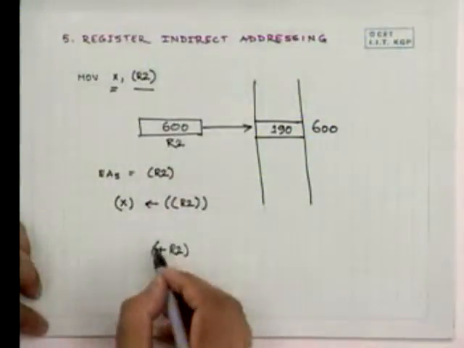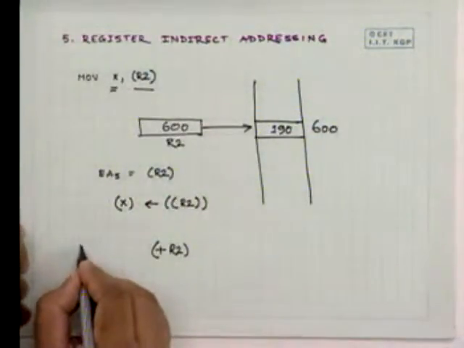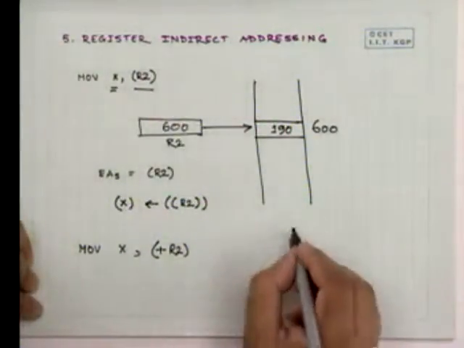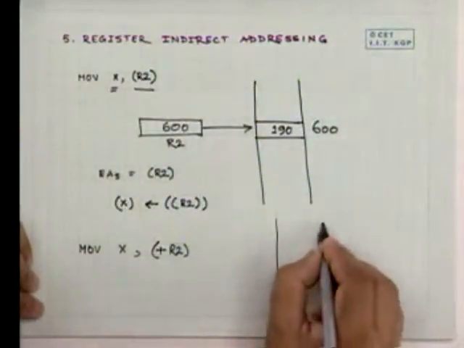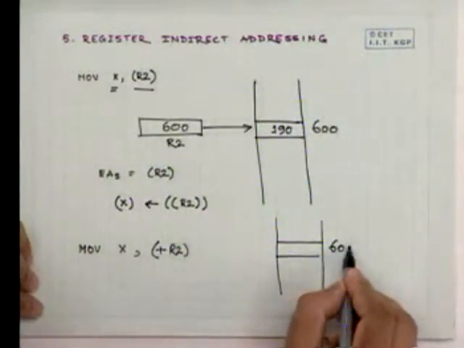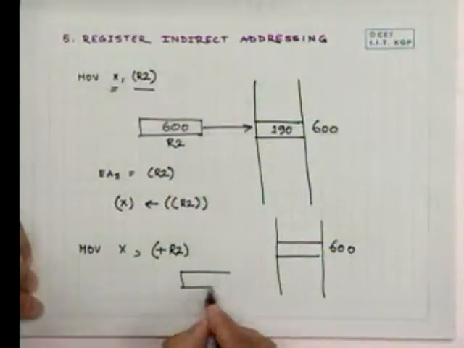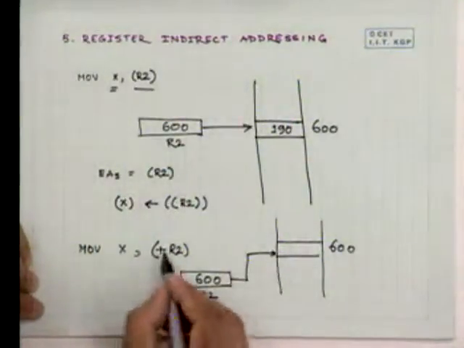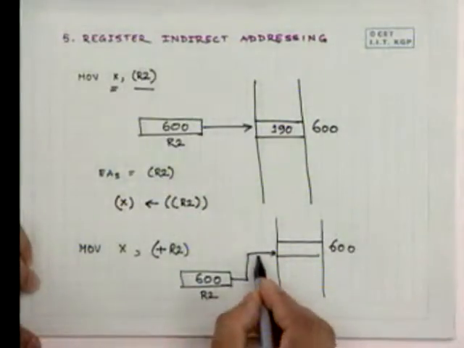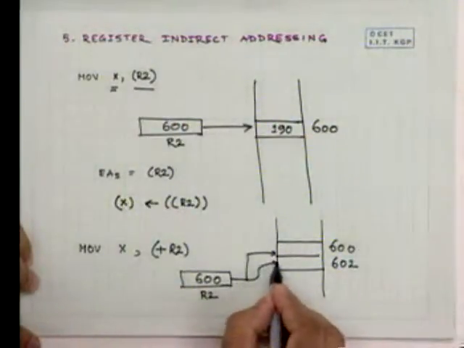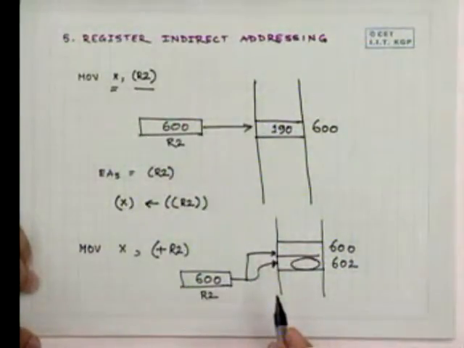The effect of this here will be, say, if I say move X this, and R2 was containing 600, and this instruction has been executed, then R2 will first be incremented to say 602, then its content will be taken.